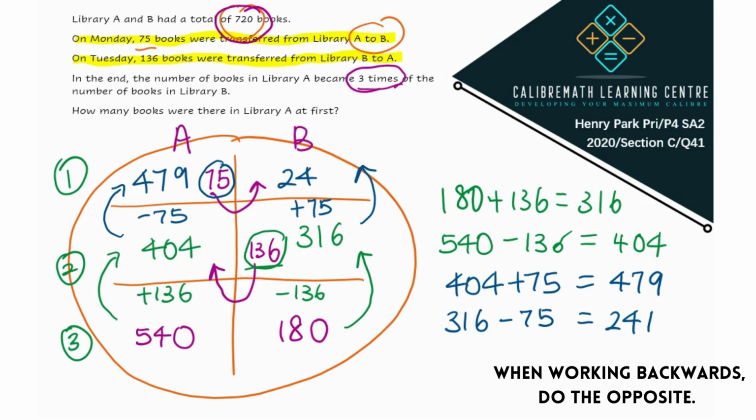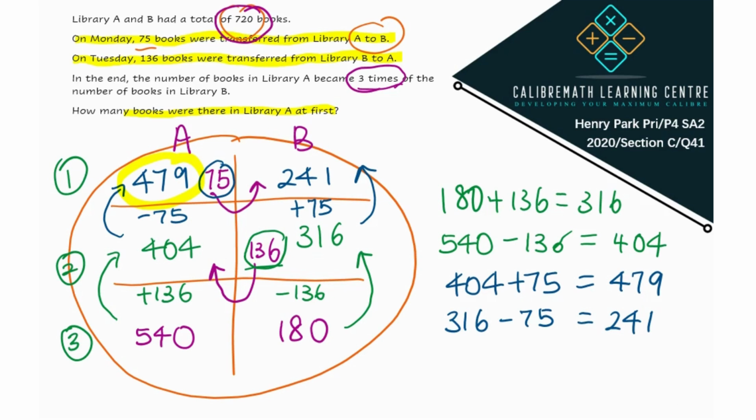So B has 241 books at first. Now the question wants you to find the number of books in Library A at first. So we can easily tell that from our turtle stomach. The answer for the number of books in Library A at first is 479.